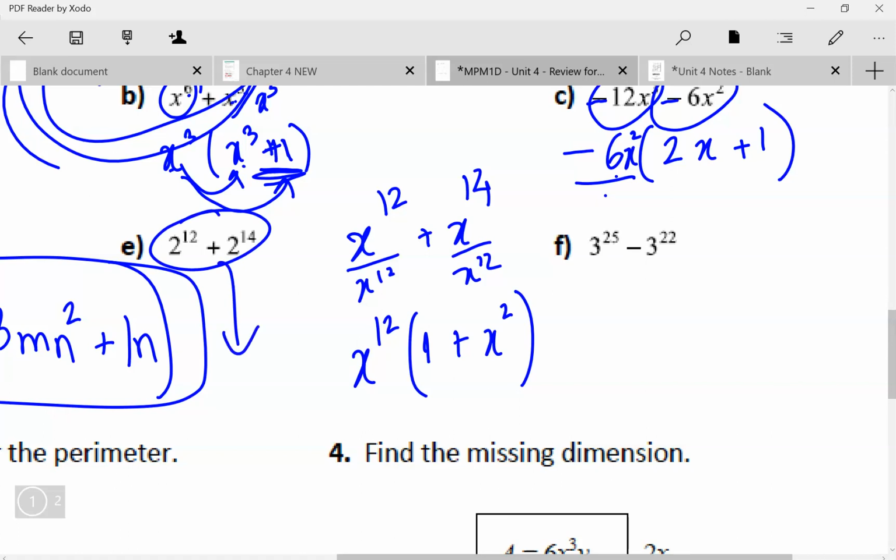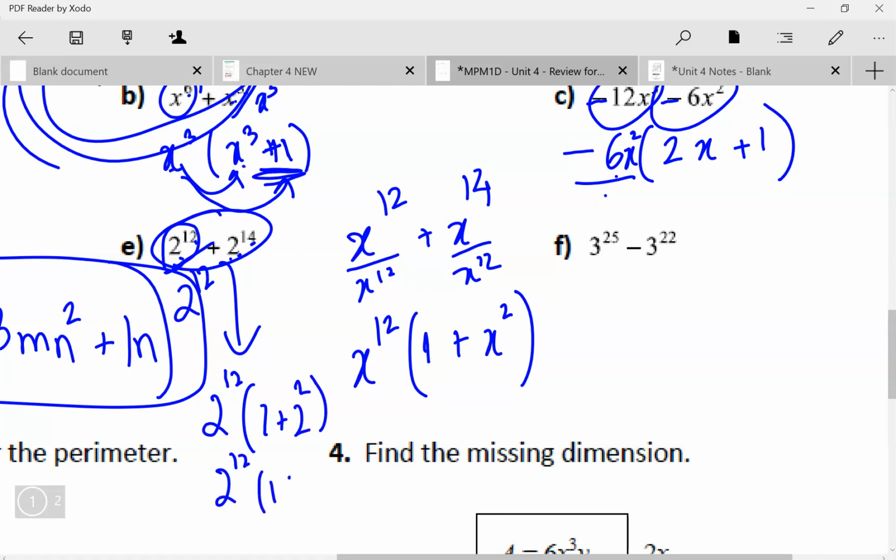So this is basically going to be 2 to the power of 12 plus 2 to the power of 14. So my greatest common factor becomes 2 to the power of 12, which is the lower power. Then I divide each term here by my greatest common factor. So 2 to the power of 12 divided by 2 to the power of 12: 12 minus 12 is 0, and 2 to the power of 0 is 1. 2 to the power of 14 divided by 2 to the power of 12 is 2 to the power of 2. But I am going to simplify this because I can. 1 plus 4 is 5, so it is 2 to the power of 12 times 5, or 5 times 2 to the power of 12. This is my final answer.